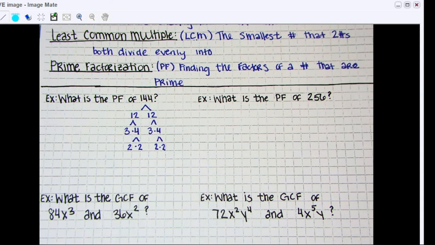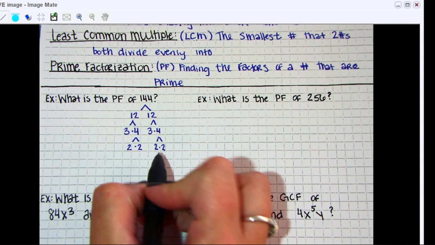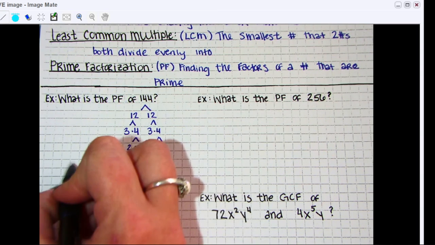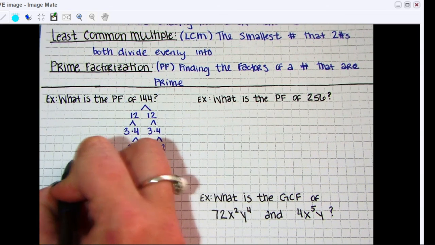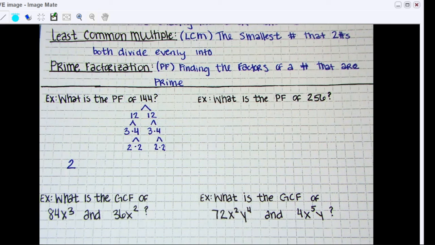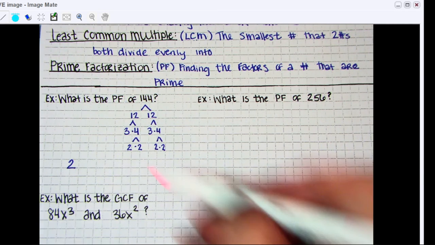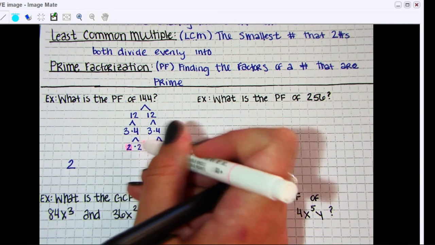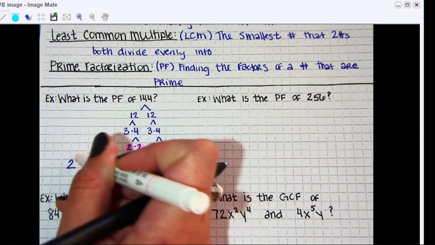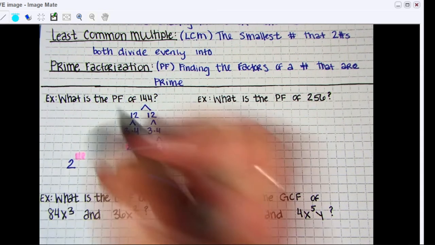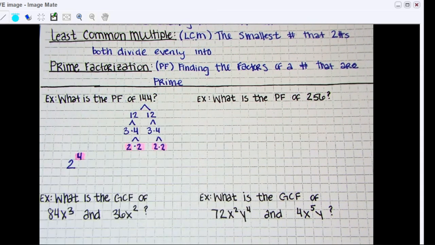Okay, now to put it in prime factorization, all of your answer pieces must be prime numbers. So you start with the smallest. My smallest prime is 2. How many times do I see 2 in my problem? 4 times. So I have a 2, a 2, a 2, and a 2. You just write 2 to the 4. That's it. Because all of these things are being multiplied. So it's just 2 times 2 times 2 times 2.